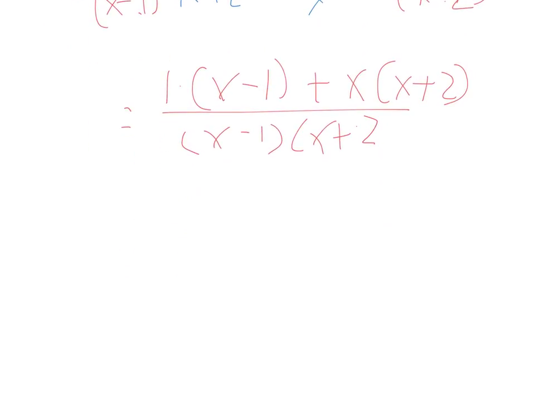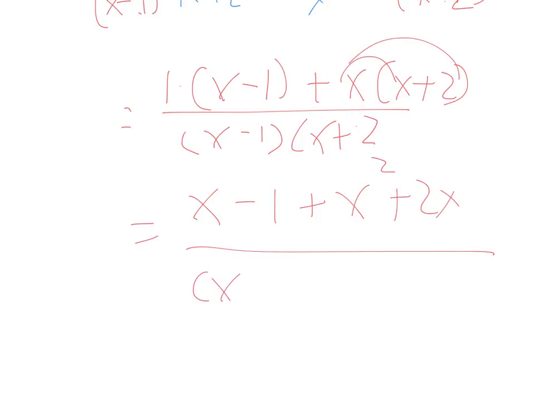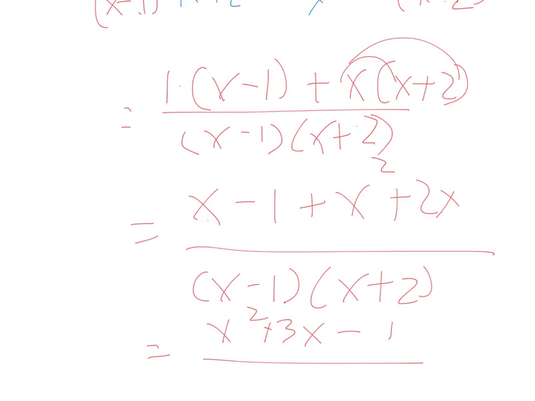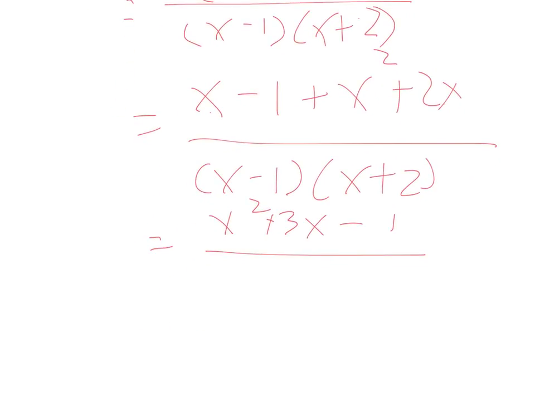So now, let's go ahead and simplify this. You have 1 times x minus 1, which is x minus 1, plus, distribute the x, you have x squared plus 2x. Then you have x minus 1 times x plus 2. And now on the numerator you have x plus 2x, which would be 3x, minus 1, and then you have x squared. So you have x squared plus 3x minus 1 all over x minus 1 times x plus 2.